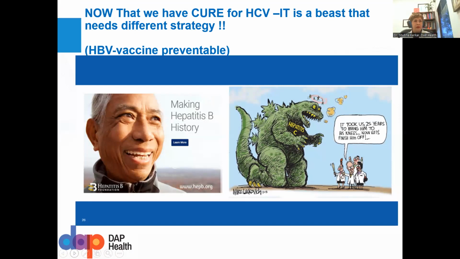So now that we have a cure for hepatitis C, where more than 96 to 98% can be cured, it is still a beast that needs a very different strategy from hepatitis B, which is vaccine preventable. And yet we have at least 100 million people that have hepatitis C, and they all can be cured. And that's who we are dealing with. But in this slide, it's the bigger beast. Next slide.